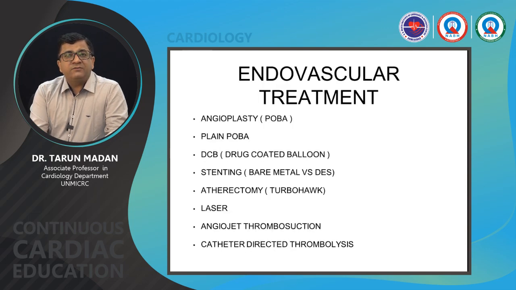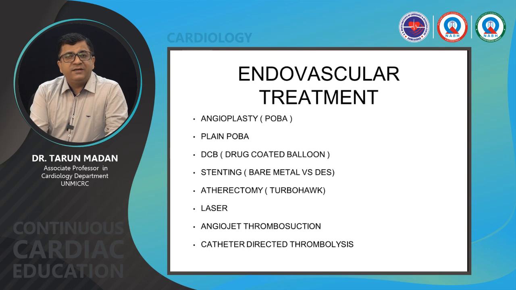Now coming to the endovascular treatment, which is our topic of discussion, these patients can be managed with a variety of interventions. Starting with angioplasty, which is POBA, plain balloon angioplasty. It can be a drug-coated balloon angioplasty also. And if there is a dissection, we can put a metal implant, which is called a stent. Now, stents can be of two types, bare metal stents or drug-eluting stents.